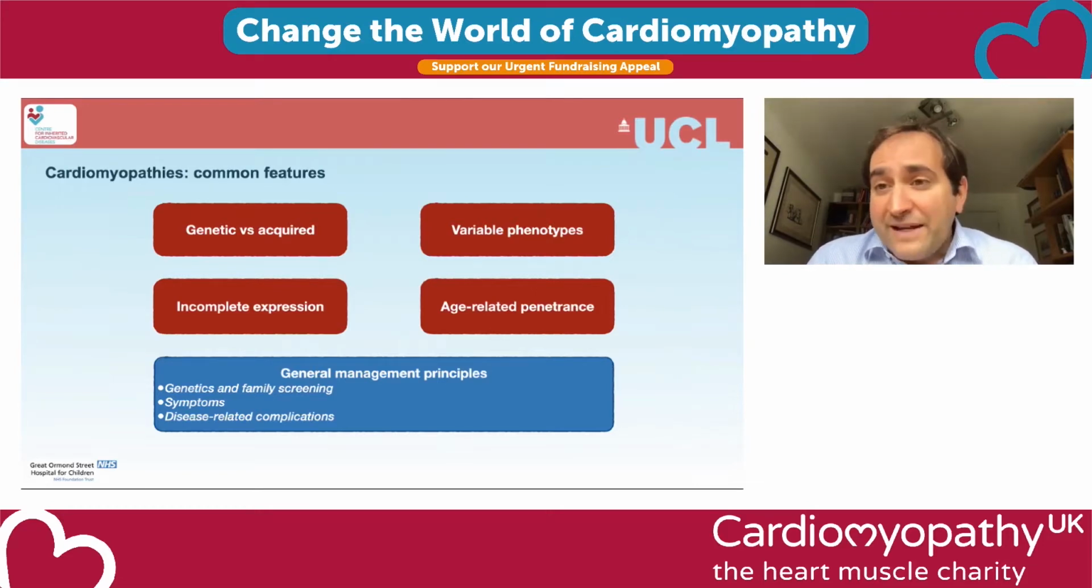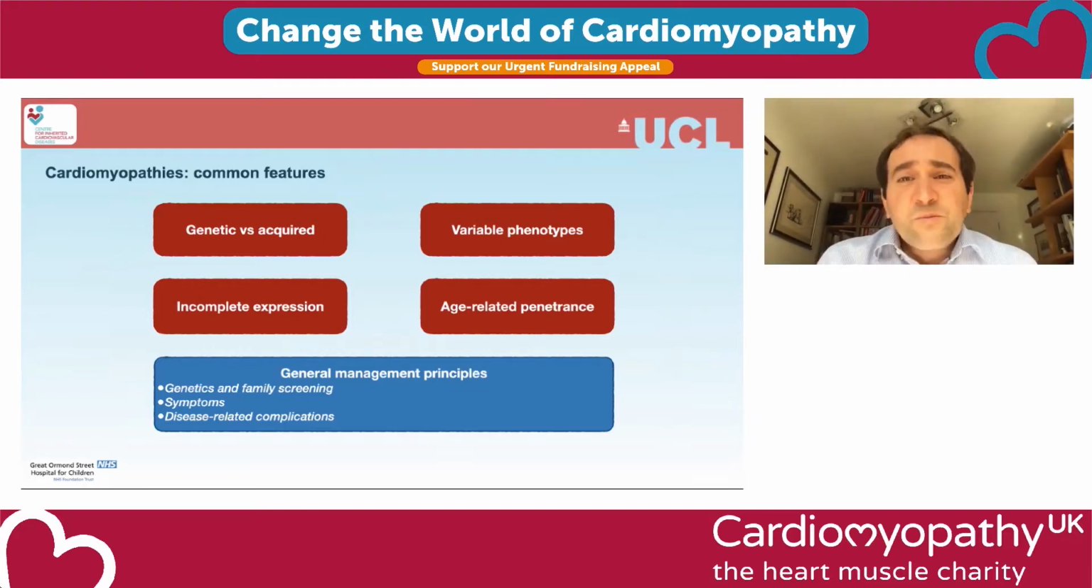In terms of how we manage these conditions, again, there are some similarities across all of the cardiomyopathy subtypes. So it's important to understand the underlying cause, identify a gene variant if there is one in the family, and that then allows us to screen other individuals in the family, so family screening. It's important to identify and to treat any symptoms that might develop. And it's important also to try to prevent complications developing from the condition.